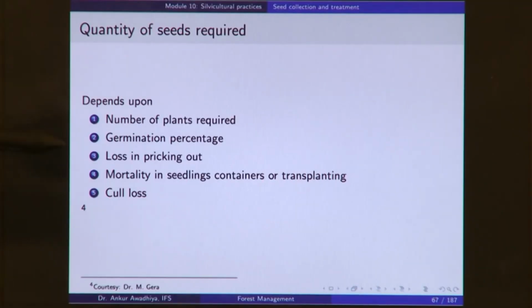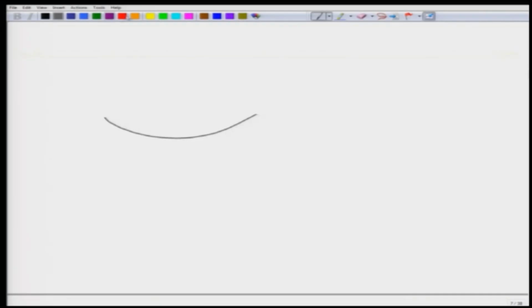Then it is also dependent on the loss in pricking out. Now, what is pricking out? In the nurseries, germination and raising up of plants in polypots is done in 2 stages. In the first stage, we take sand, we add seeds, we add water, and we let these seeds germinate into seedlings. So, there will be some seeds that germinate, there will be some others that do not germinate.